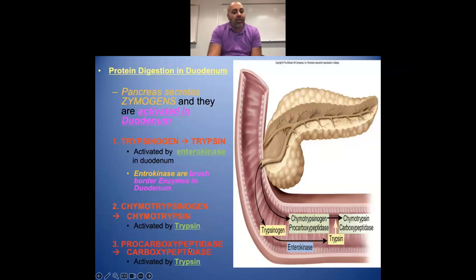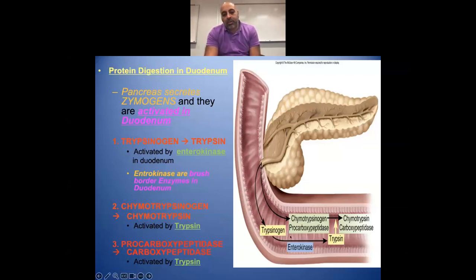Chymotrypsinogen and procarboxypeptidase. So trypsin is our activator here and turns them into chymotrypsin and carboxypeptidase. Those are the two active enzymes that will break down the proteins.